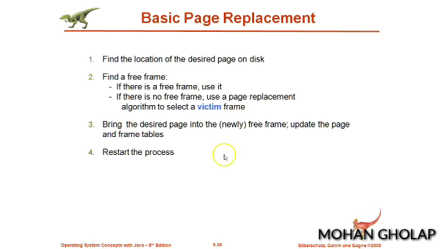Next we'll see the basic procedure that is followed for page replacement. These are the steps. The first one is to find the location of the desired page on the disk. The second is to find a free frame. If there is a free frame, use it. If there is no free frame, use a page replacement algorithm to select a victim frame, as we saw in the previous figure. Then bring the desired page into the newly freed frame on the physical memory, and update the page and frame tables. After that, restart the process.